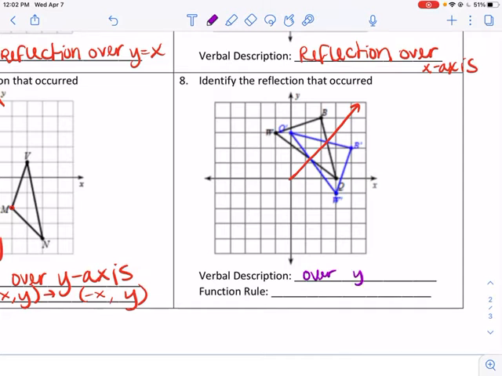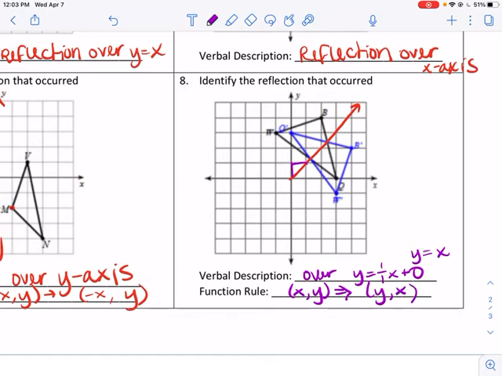So this is over, ooh, what is that line? That line is called y equals mx plus b, where b is 0, and the slope is up 1 over 1. So this is the line y equals x. And then our function rule, we could just look up and know, or we could find the points. I happen to know that when we flop it over y equals x, you're just going to swap the coordinates. And I know that from before.